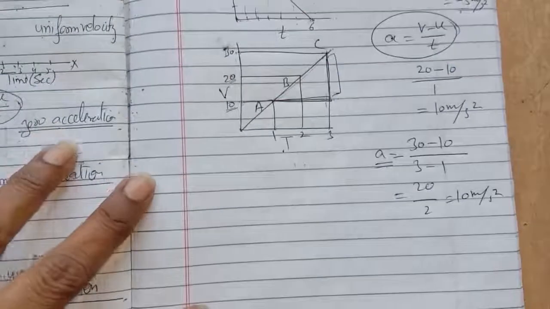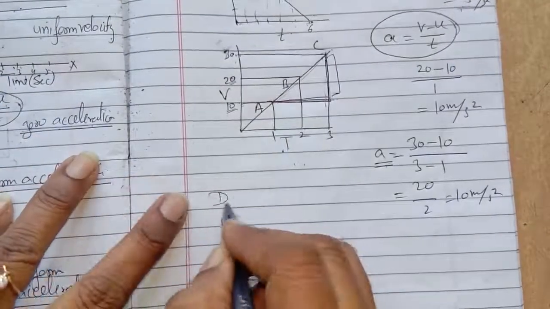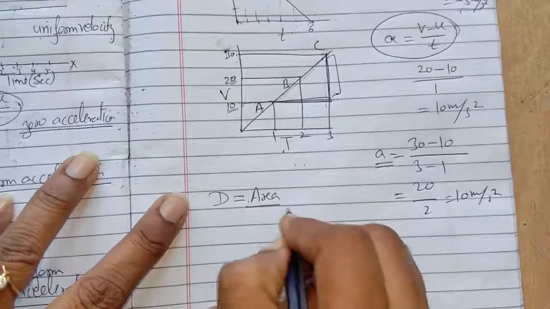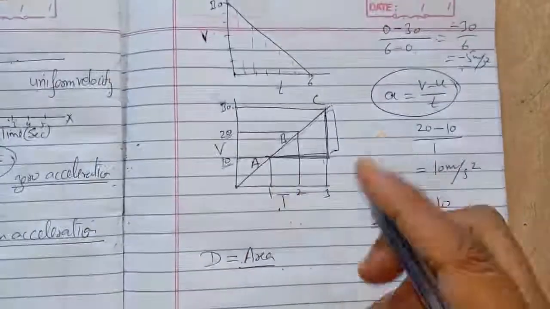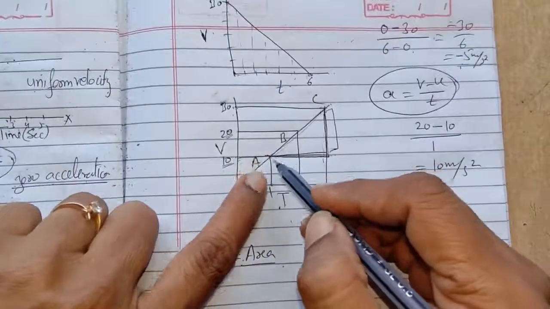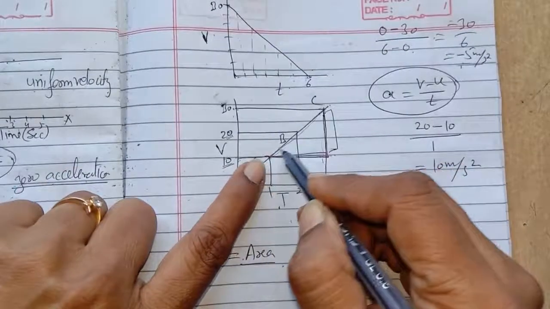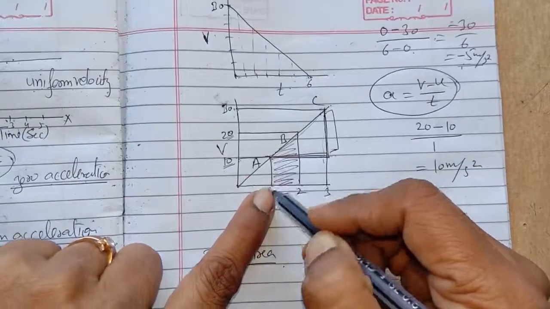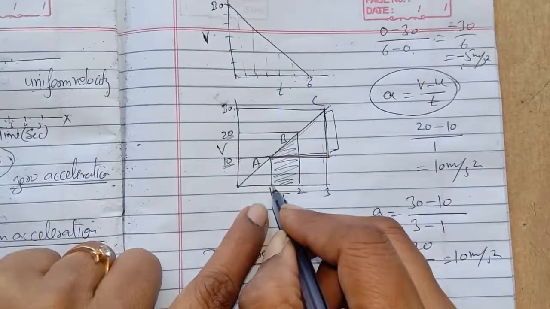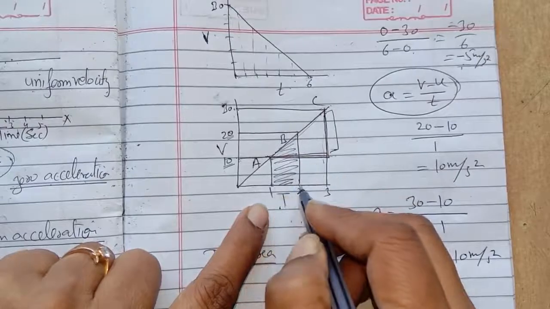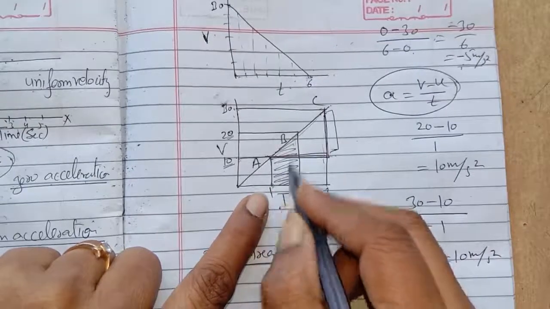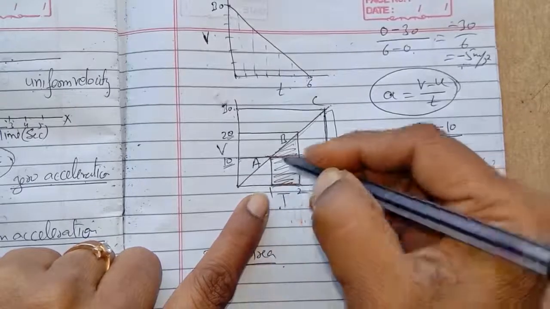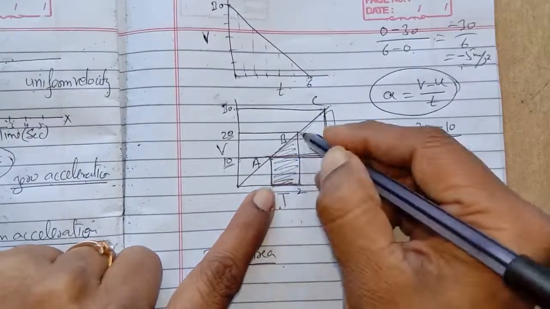For finding the value of distance from the VT graph, we have to find the area under the graph. Suppose in this question, if you want to find how much distance it will cover from A to B, you have to find the area of this trapezium. And the area of a trapezium is how much? It is 1 upon 2 h times the sum of the parallel sides. So in this trapezium, what is the height here? Height is 2 minus 1. And these are the parallel sides, that is 10 and 20.